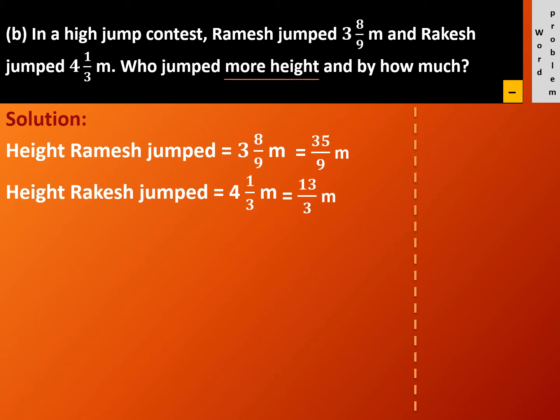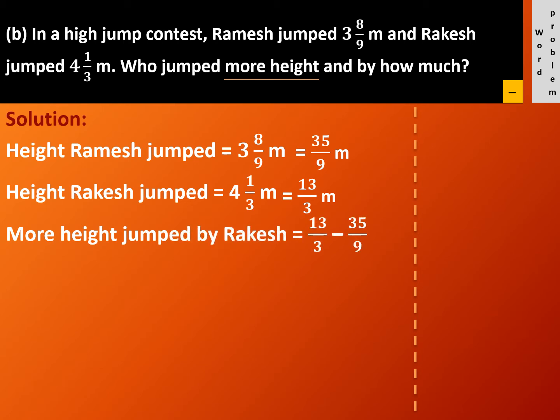Who jumped more height? Ramesh or Rakesh? See, Ramesh jumped 3 8/9 meter and Rakesh jumped 4 1/3 meter. 3 meter is bigger or 4 meter? Yes, 4 meter. So Rakesh jumped more height. How much? Let's find out. So the third statement is more height jumped by Rakesh is equal to 13/3 minus 35/9.